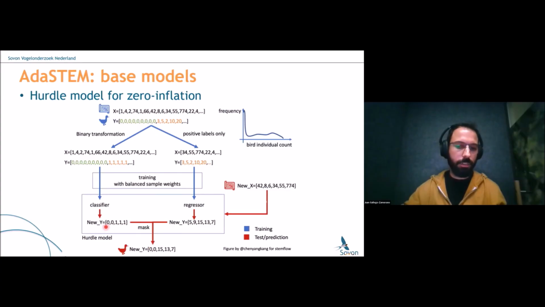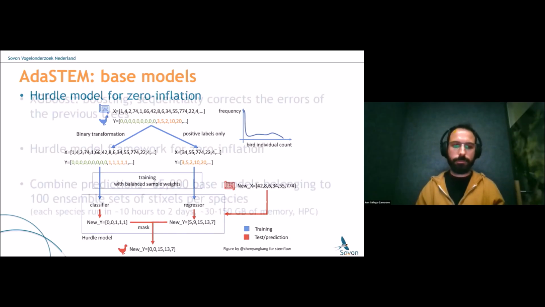So this model, for example, predicted that at the beginning you have 0, 0, and then you have presences of the species, and then you combine that with the predictions of the positive model. It tells you, okay, I predicted 5 and 9, but because the binary model tells me it's 0, then I put a 0 here, and then you combine the presences with the abundances that the model predicted. This is a simple way, or not so simple, to combine the best of both worlds and to counteract the effect of zero inflation.